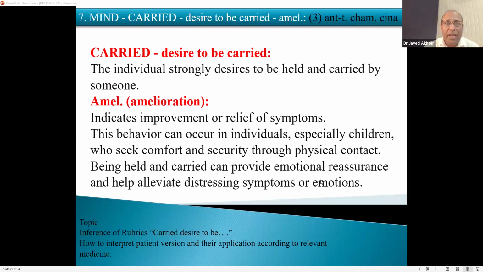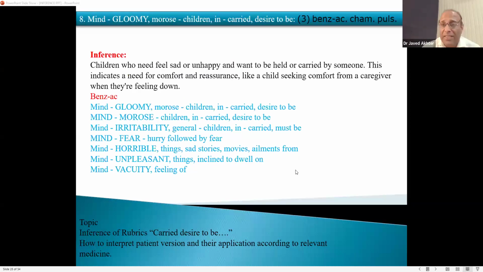Okay, another is gloomy, morose children and carried, desire to be carried. What is the meaning of this? Children who feel sad or unhappy and want to be held or carried by someone. This indicates a need for comfort and reassurance, like a child seeking comfort from a caregiver when they are feeling down. Okay, when the patient is feeling down, they can be given this.